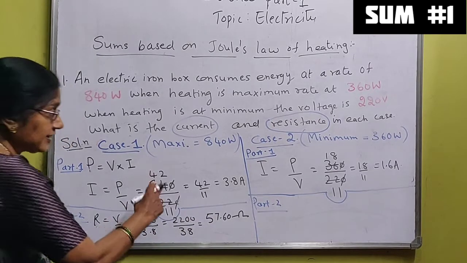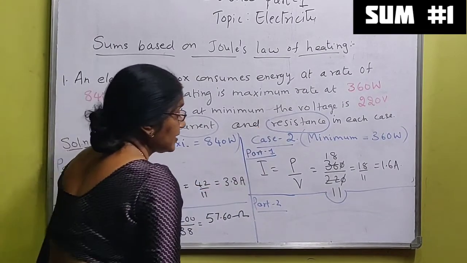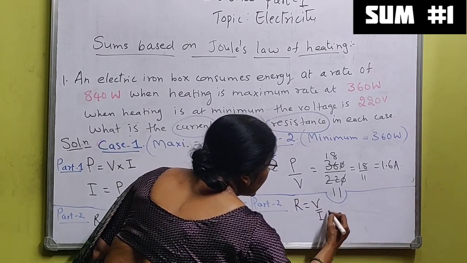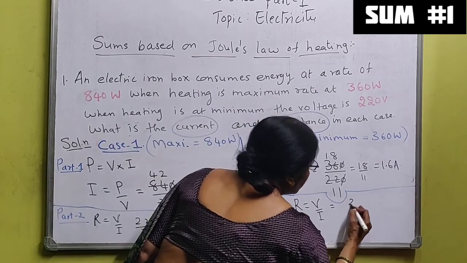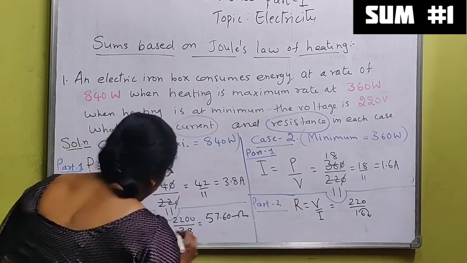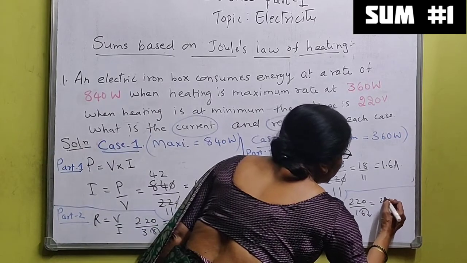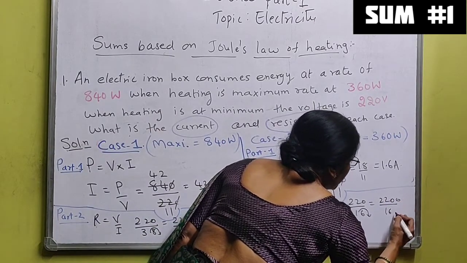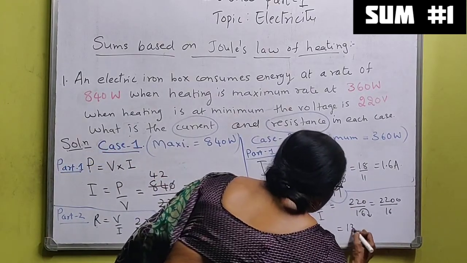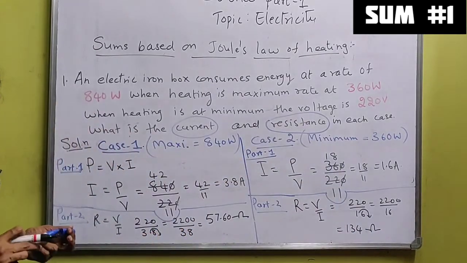In the same way, in case 2, the part 2, we have to find out the resistance. There also we are going to use the same formula, R is equal to V by I. So substituting the value, 220 by 1.6. I am going to remove the 0 over here, same as what I did earlier. If I remove a 0 from the denominator, I have to add one more 0 in the numerator. So it will become 2200 divided by 16, which comes up to 134 ohms. So that much is the resistance.